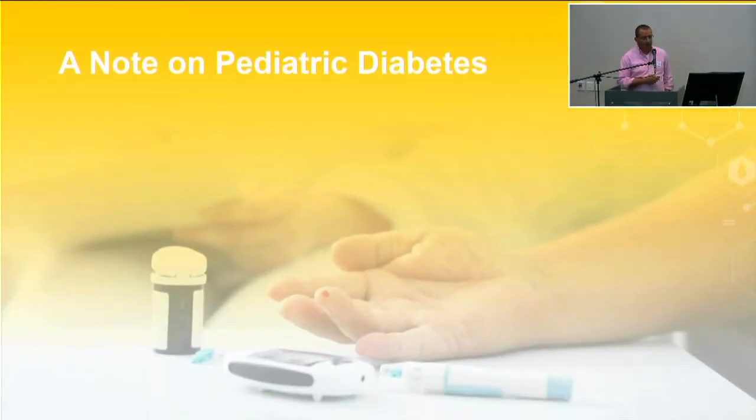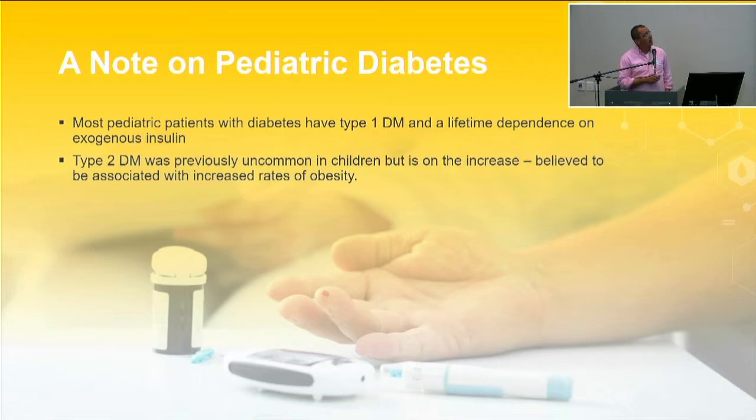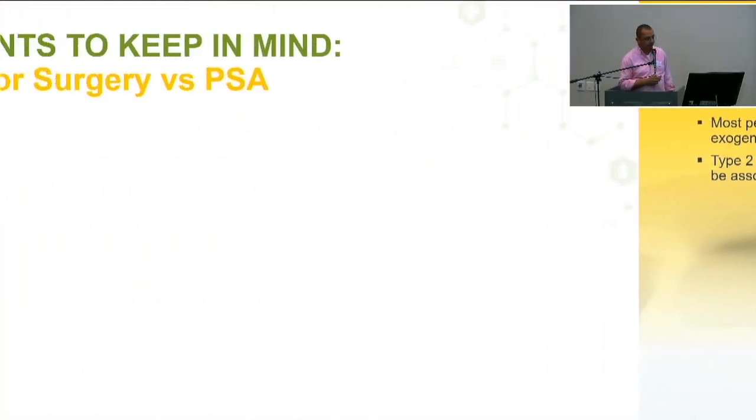A note on pediatric diabetes. Most patients in the pediatric population are type 1 diabetics, and they have a lifetime dependence on exogenous insulin. We have seen an increase in type 2 diabetes, and I think that's usually associated with the increased rates of obesity. As Simon said, our patients are presenting more obese lately than exceptionally thin.